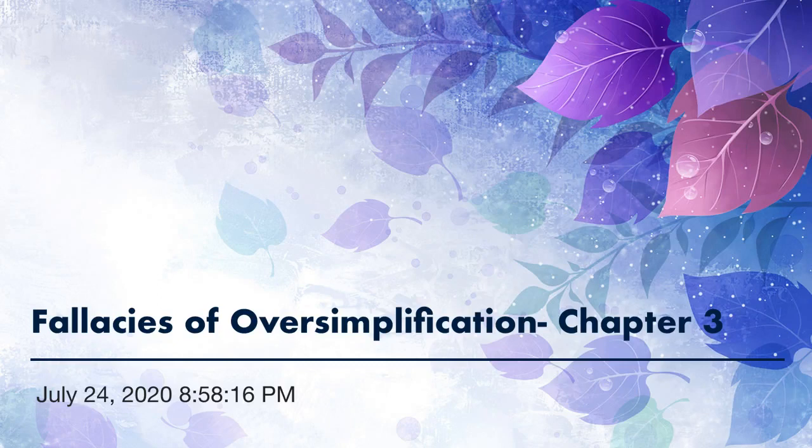Chapter 3, Fallacies of Oversimplification. 3a, Dicto Simpliciter. We now move to 7 fallacies of oversimplification. The most obvious and direct of these is called Dicto Simpliciter, which means saying something simply, absolutely, unqualifiedly, that is, applying a general principle to a special case without qualification.